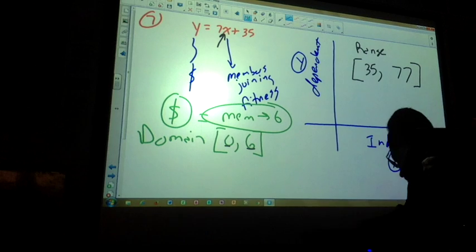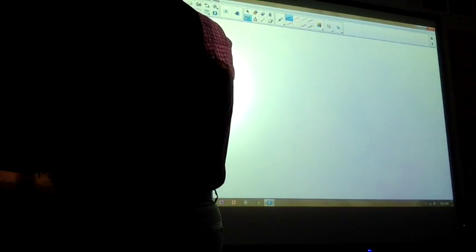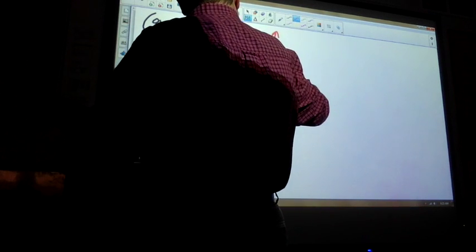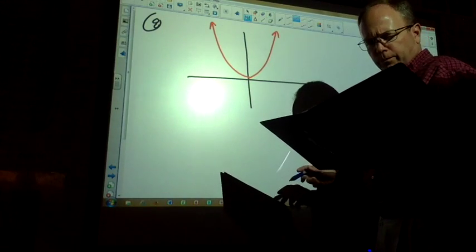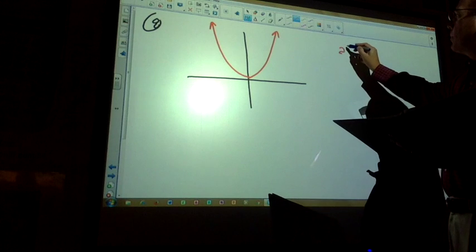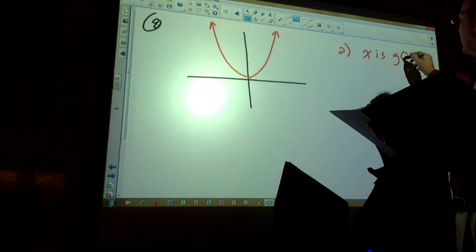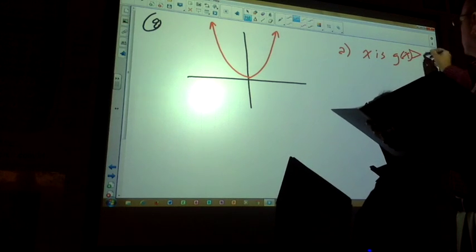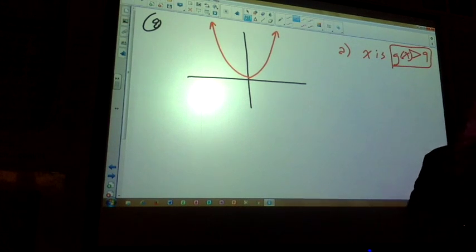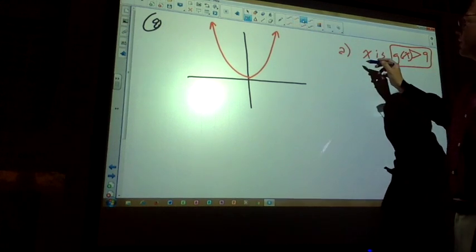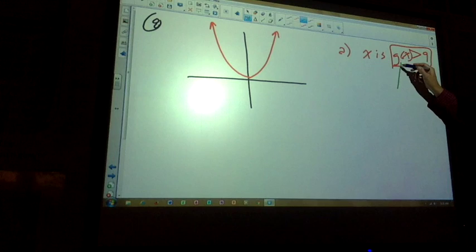All right, problem number 8, we have a parabola. Parabolas are squared. Okay. All right. Problem letter A. For what values of x is g of x greater than 9? Is g of x what direction, x or y? G of x is what direction? I have x here. This has to be y.